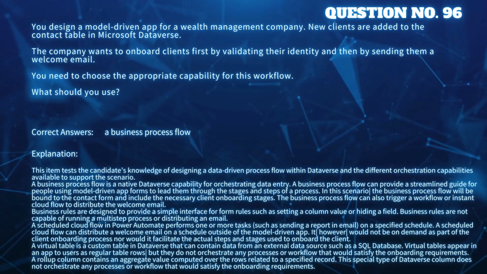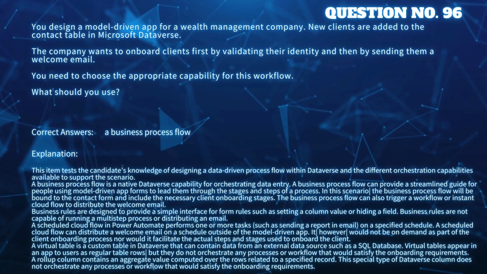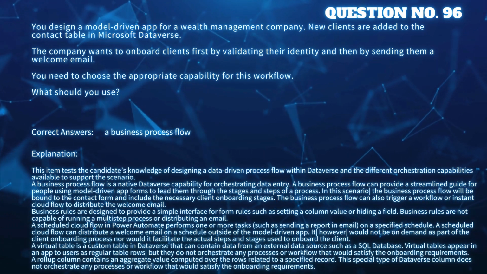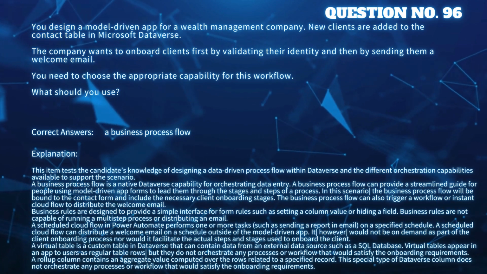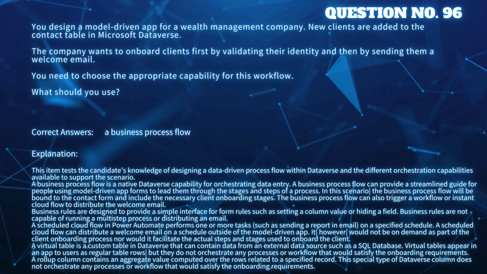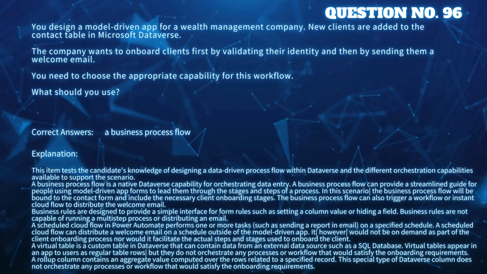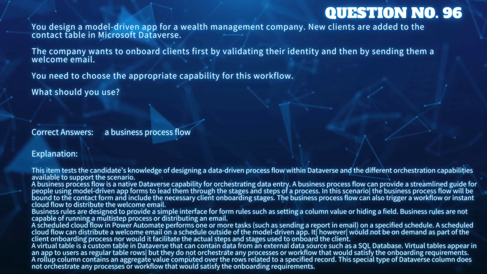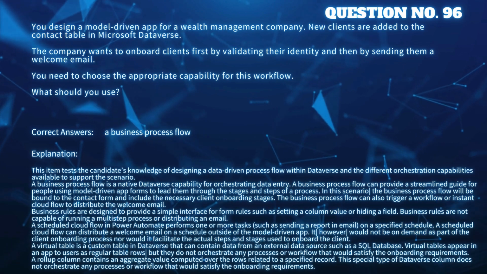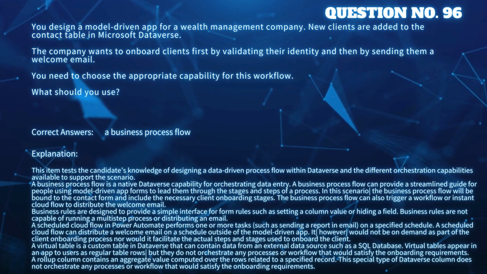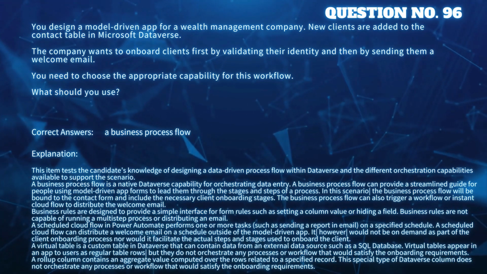Business rules are designed to provide a simple interface for form rules such as setting a column value or hiding a field. Business rules are not capable of running a multi-step process or distributing an email. A scheduled cloud flow in Power Automate performs one or more tasks, such as sending a report in email, on a specified schedule. A scheduled cloud flow can distribute a welcome email on a schedule outside of the model-driven app. It, however, would not be on demand as part of the client onboarding process, nor would it facilitate the actual steps and stages used to onboard the client.